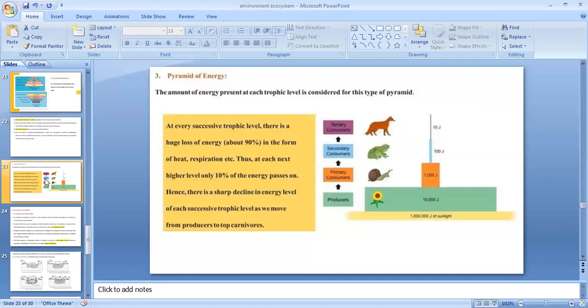Pyramid of energy. The amount of energy present at each trophic level is considered for this type of pyramid. At every successive trophic level, there is a huge loss of energy in the form of heat, respiration, etc. Thus, at each next higher level, only 10% of energy passes on. Hence, there is a sharp decline in energy level as we move from producers to top carnivores.